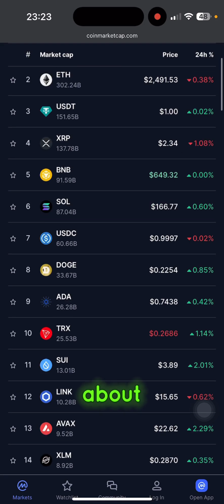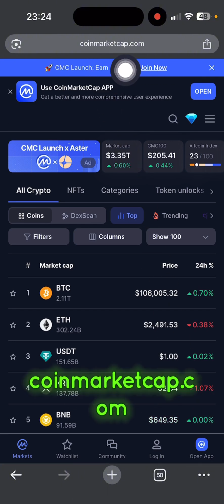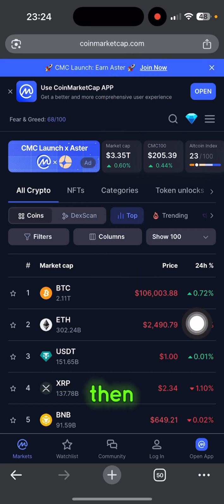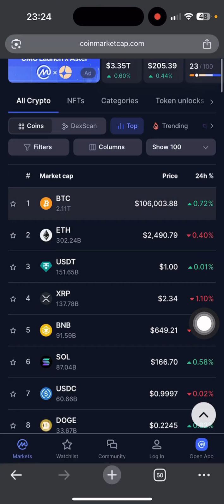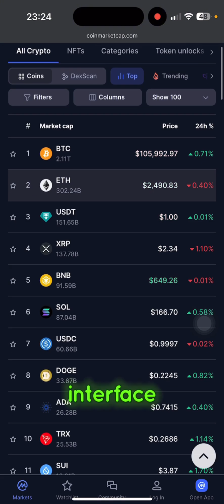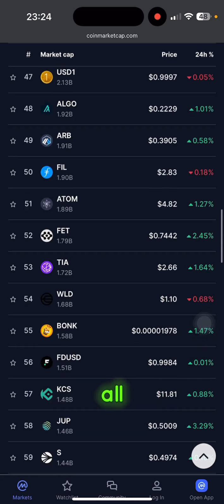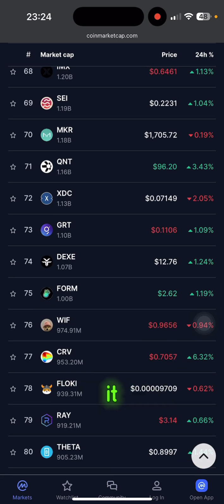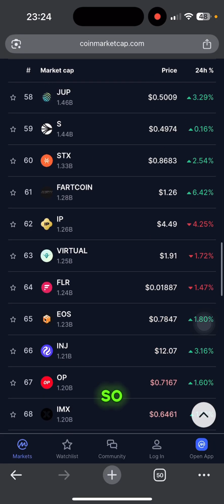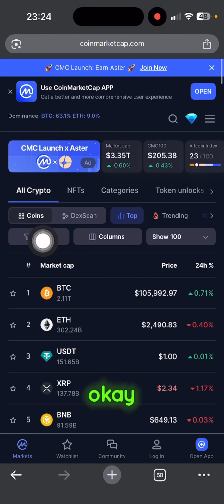In order to go about spotting this inefficiency, I'll be using coinmarketcap.com basically. So head over to your browser and search for coinmarketcap.com, and then you will need to follow along with all the interface that will be shown in order to effectively understand all of this and implement it appropriately. So basically, I'm going to click on this filter, okay?